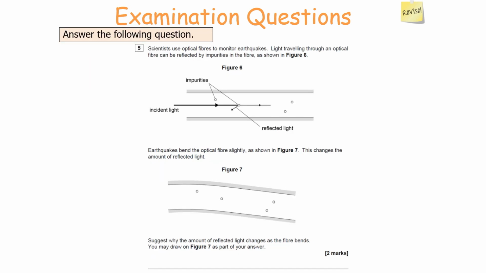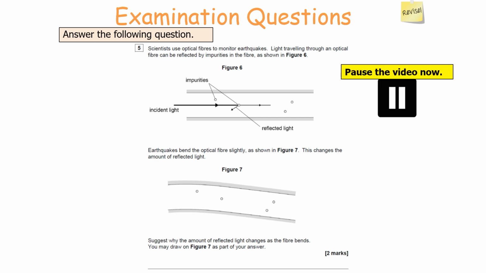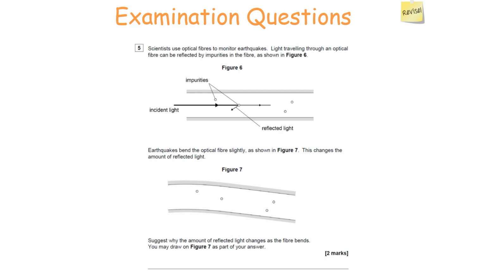Scientists use optical fibres to monitor earthquakes. The light travelling through an optical fibre can be reflected by impurities in the fibre, as shown in the image. Earthquakes bend optical fibres slightly, and this changes the amount of reflected light. So suggest from the information why the amount of reflected light changes as the fibre bends. So pause the video now, then unpause the video when you want to go through your answer.